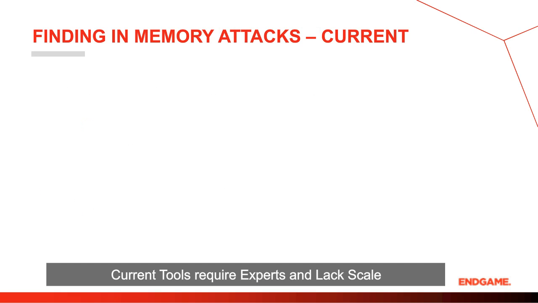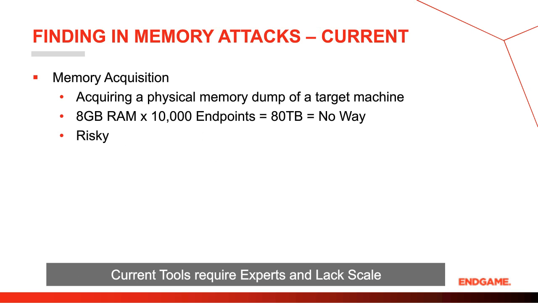And let's just take a quick look at what it takes to find that in-memory attack. The first thing you're going to have to do is acquire the memory. So if you're looking across an entire enterprise, acquiring the physical memory of a machine is going to require you to freeze that memory, do a memory dump, and then analyze it. If we look at my laptop, for example, that I'm doing this presentation on, it has 8 gig of RAM. We multiply that across an average size enterprise, 10,000 endpoints or so. You're looking at 80 terabytes of data that you now need to suck back into whatever analysis tool you have.